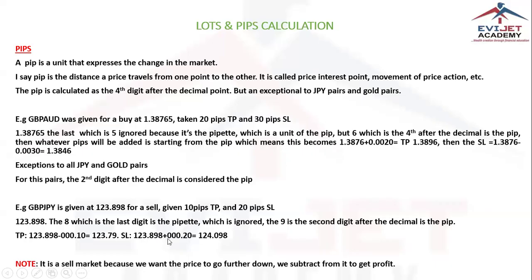For the stop loss, we take 123.898 plus 0.20. So our stop loss will now be 124.098. It's as simple as that. Note, it is a sell market because we want the price to go further down. We subtract from it to get profit. For gold, it is the same thing. For gold, it is calculated the same way.